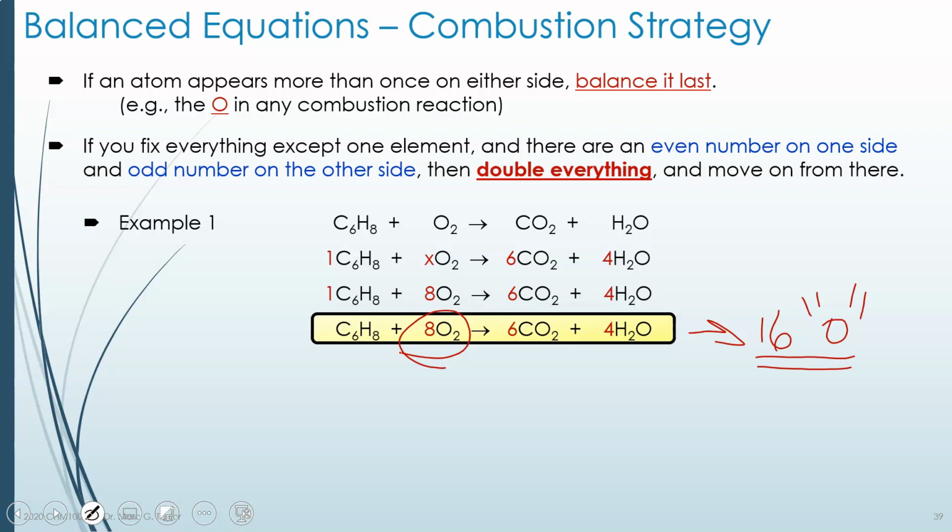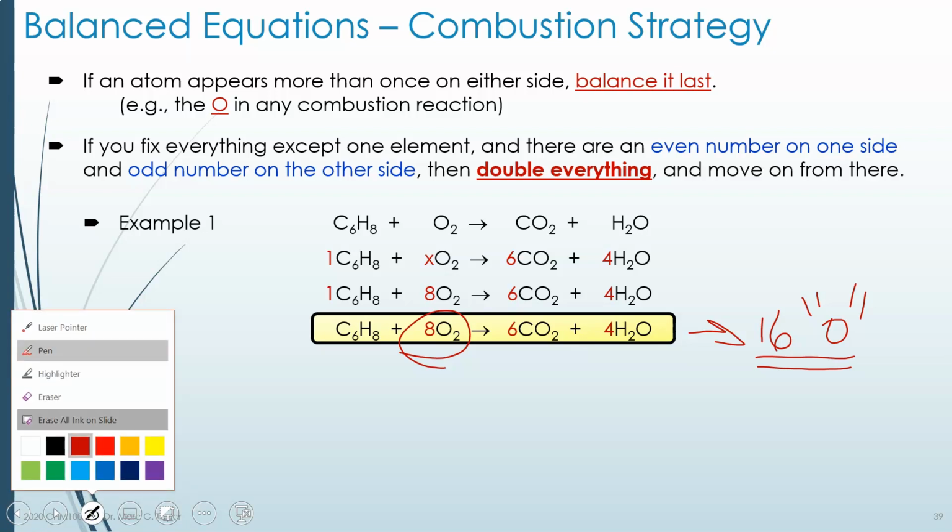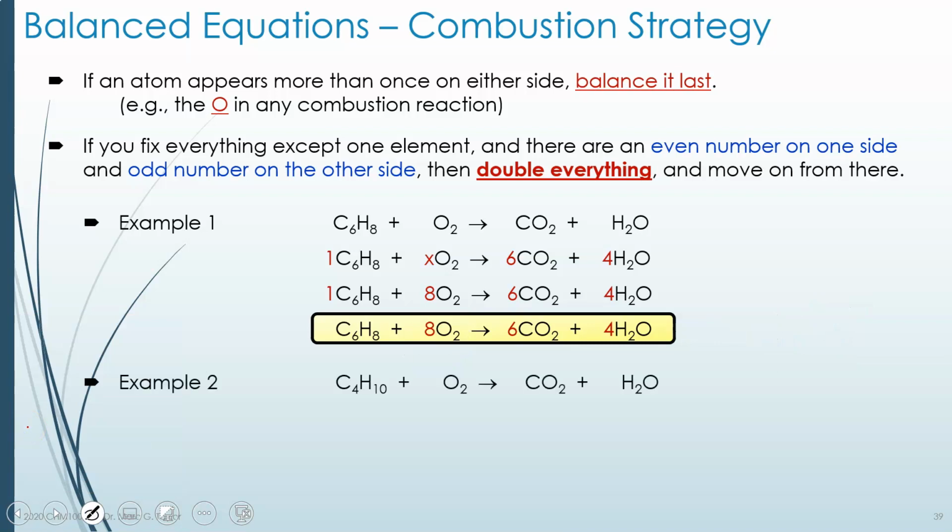But what if we had an odd number of oxygen atoms? What do we do? Well, we can't divide it by 2. We'll get a fraction for the number of oxygen gases, and therefore that won't give us the correct balanced equation, not because it's not balanced, but because you can't have fractions in your final answer. So let's look at an example where something's going to go wrong.